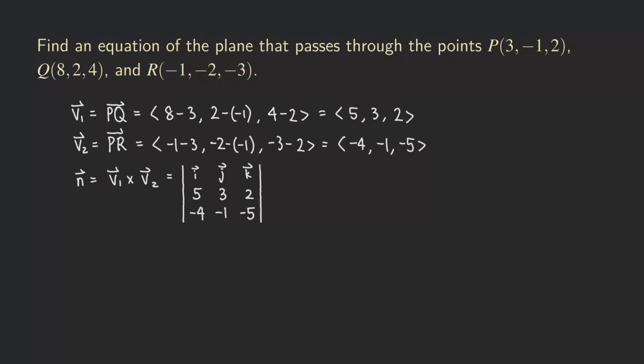Now we need to compute this determinant. We are going to expand along the first row. We cross out the row and the column containing the i entry, so we're really just calculating this 2 by 2 determinant right here. Our first component would be the determinant with rows 3, 2 and -1, -5, times i.